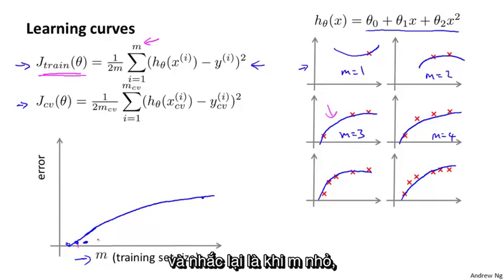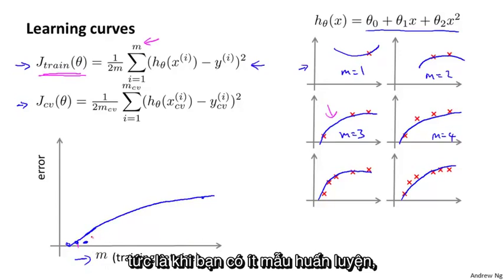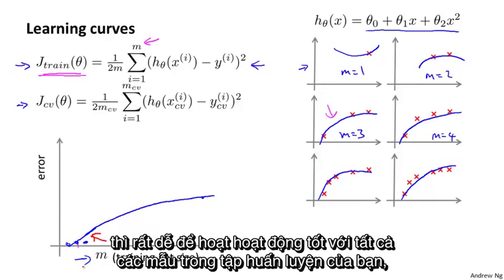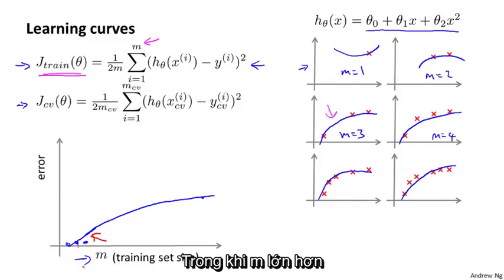And just to repeat, the intuition is that when m is small, when you have very few training examples, it's pretty easy to fit every single one of your training examples perfectly, and so your error is going to be small.